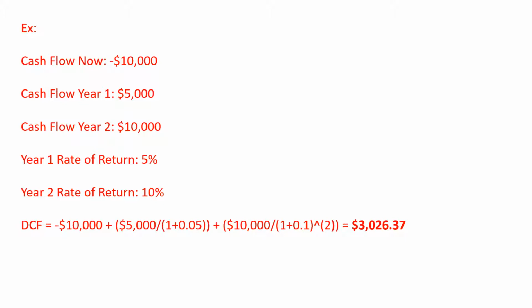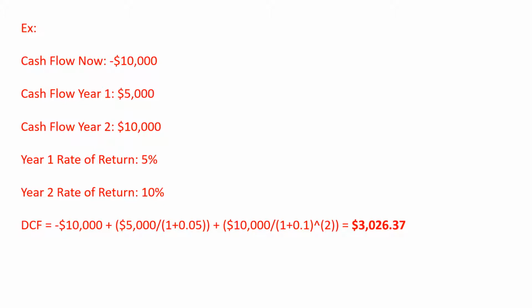Now the discount rates in year 1 and year 2 are different, and this is often the case in practical matters when you're dealing with discounted cash flows. So in year 1, we'll say that the rate of return is 5%, and in year 2, we'll say that the rate of return is 10%. So you plug all of those numbers into the calculation on the previous slide. So we'll have negative $10,000 as the initial cash flow.